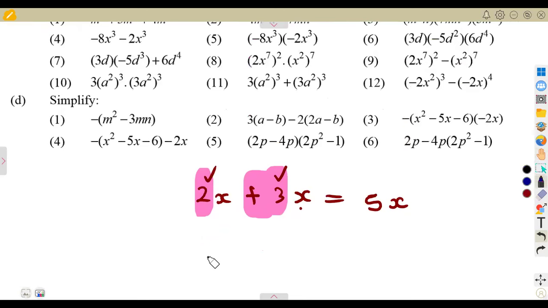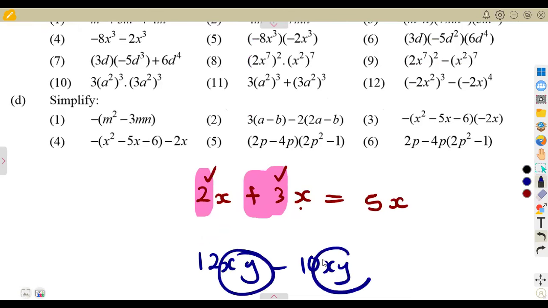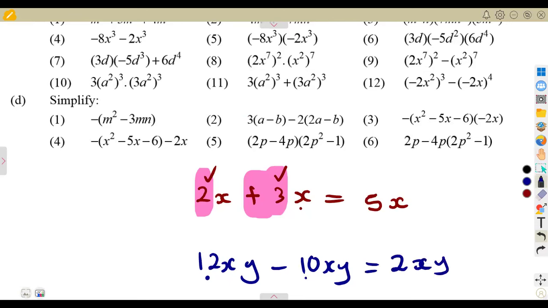So what I'm simply trying to say is that if I'm given 12xy minus 10xy, that's like, because this is xy, this is xy. So you can subtract 12 minus 10, which is a 2, then we're going to have xy. As long as this is the same throughout. That is the idea then.